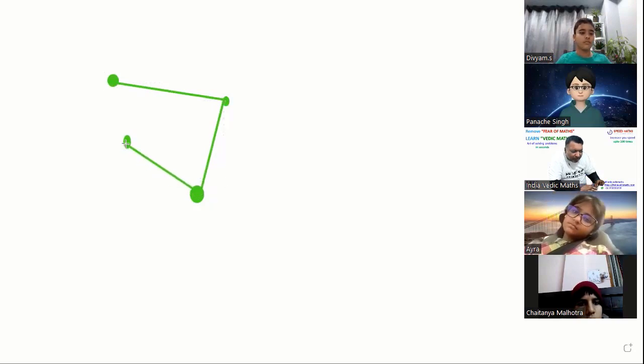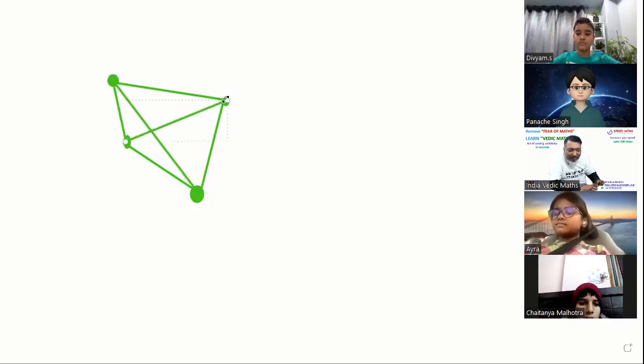Is it 4? One line is here, 1. One line is here, 2. One line is here, 3. One line here is 4. Agree? Now tell me, can't we draw one line like this? 5. Can't we draw one line like this? 6. Correct? Yes, sir. So it can be so many lines.